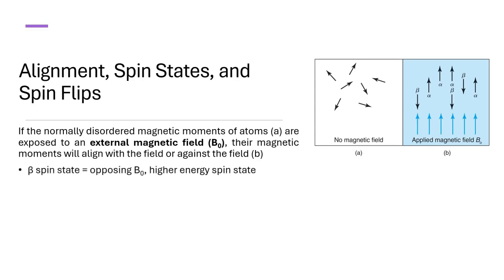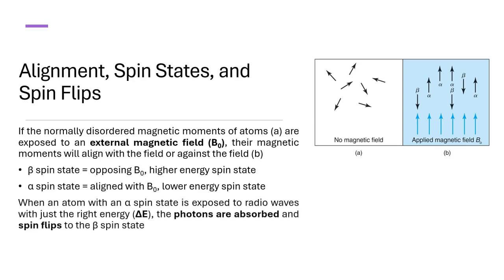The beta spin state is opposing the external magnetic field, and it has a higher energy spin state. The alpha spin state is aligned with the external magnetic field and has a lower energy spin state. When the atom in the alpha state is exposed to radio waves with just the right amount of energy, or delta E, the photons are absorbed and spin flips are observed to the beta spin state. So note, from alpha to beta requires energy, and that energy is in the radio wave frequency.